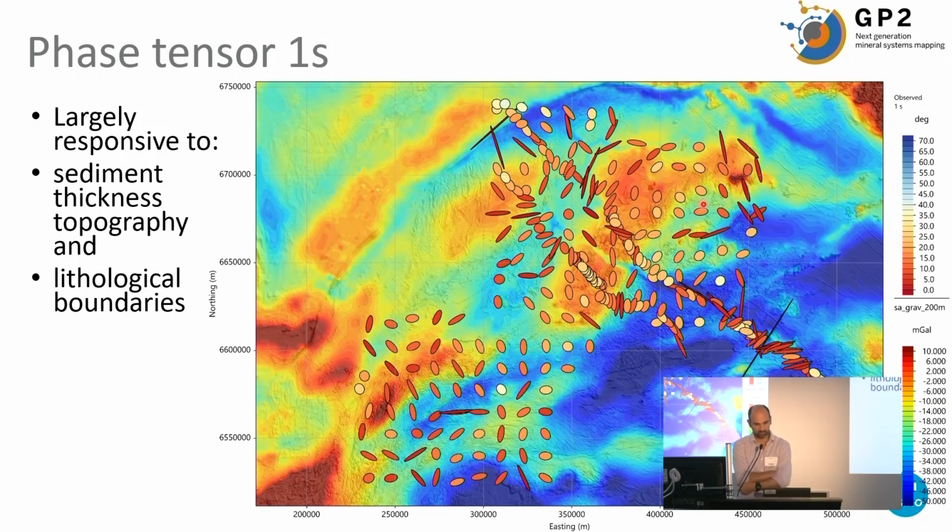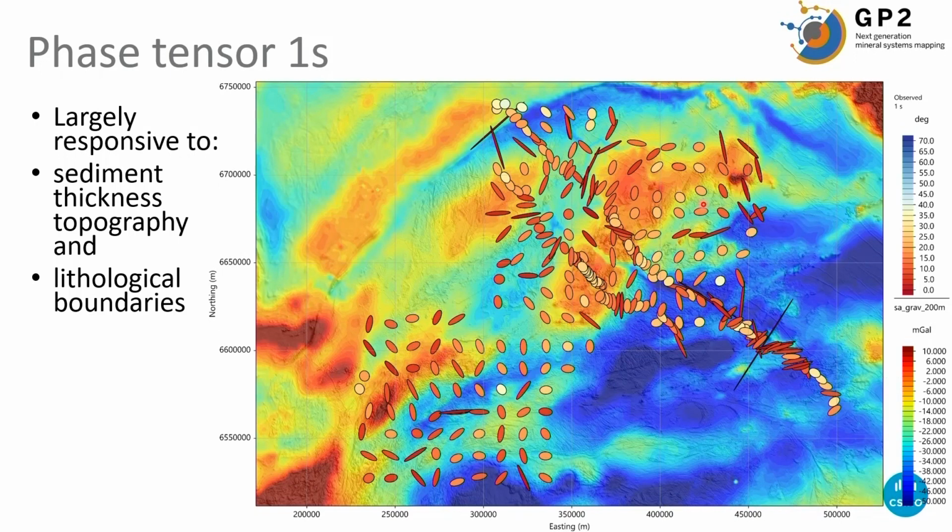This is just showing some of the data. We're looking at phase tensors. These are really just a depiction of where electrical currents are flowing. This is for a period of 1 second, which means every site here looks at the vicinity of just a few kilometers around it.